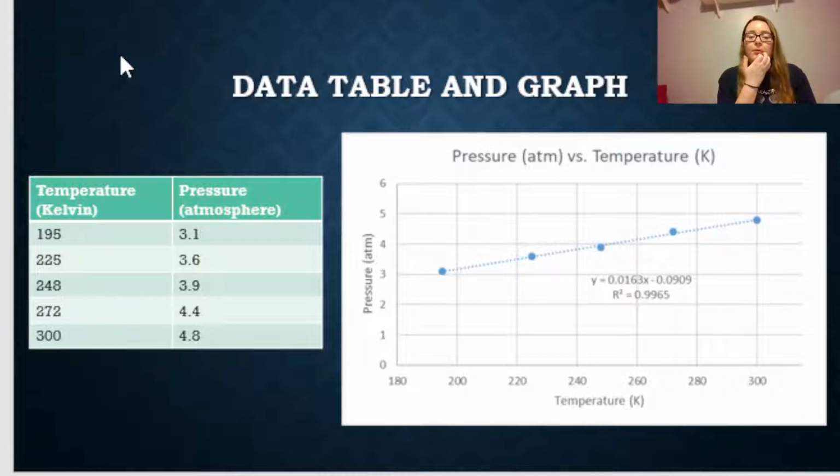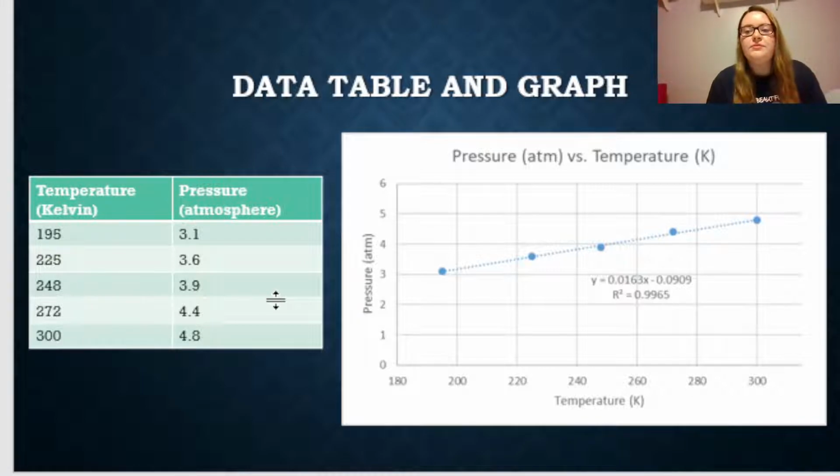So for an example of the data table and the graph, this would be the data table that was created, and you could do this through Microsoft Excel. First, the students could even write it down in a laboratory notebook to help them, and then they would record their data through Microsoft Excel. For example, my independent variable, the one that I was manipulating, temperature in Kelvin, is here on the left. Then my dependent variable, the pressure, is on the right in atmospheres.